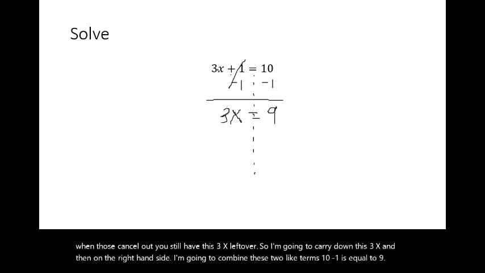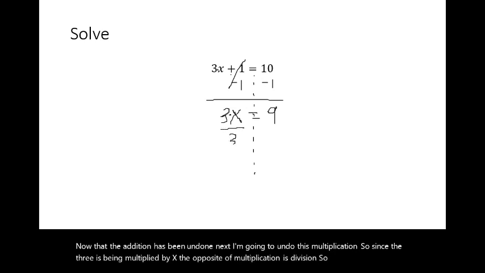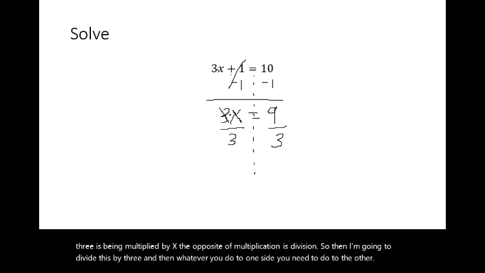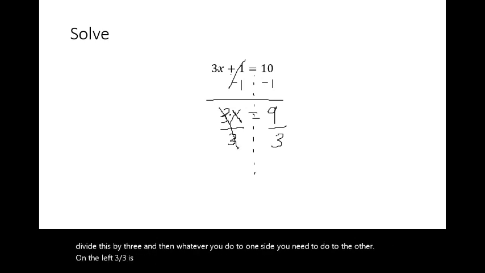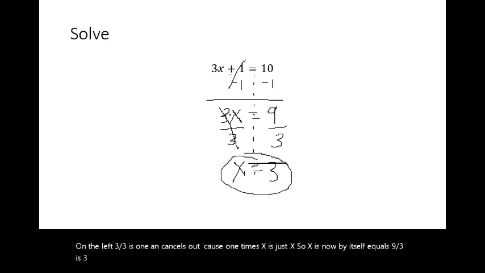Now that the addition has been undone, next I'm going to undo this multiplication. So since the 3 is being multiplied by x, the opposite of multiplication is division. So then I'm going to divide this by 3, and then whatever you do to one side, you need to do to the other. On the left, 3 divided by 3 is 1 and cancels out because 1 times x is just x. So x is now by itself. Equals 9 divided by 3 is 3. So now x equals 3 is your final answer.